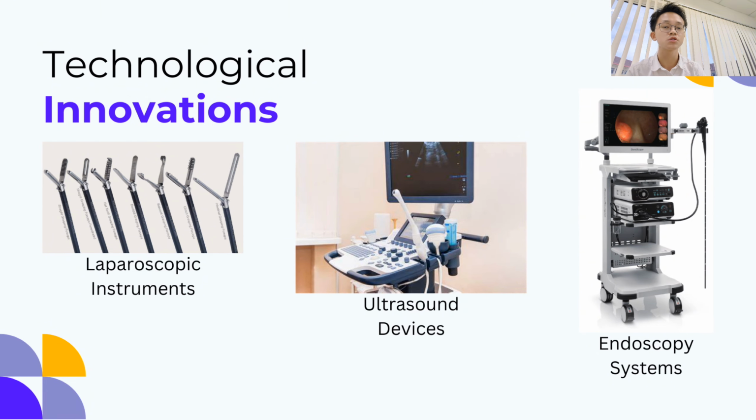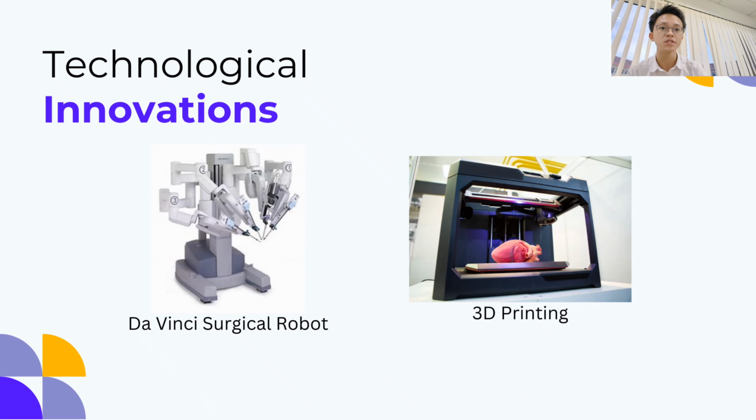Then is the ultrasound device. Surgeons use ultrasound to guide procedures like draining fluid or targeting tumors. Then the next instrument is the Da Vinci surgical robot. This advanced robotic system enhances precision and control, especially in complex surgery. Then the last technology is 3D printing. Customized surgical models created from 3D scans help surgeons plan complex operations. These technologies enhance accuracy and reduce patient recovery time.